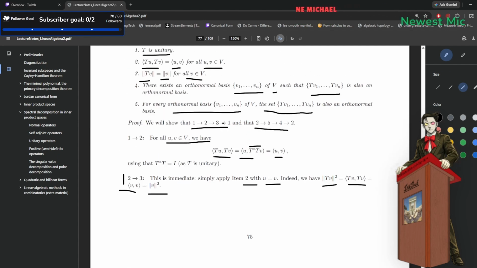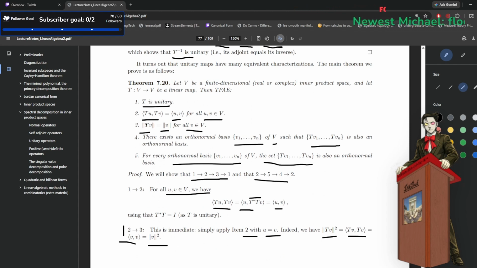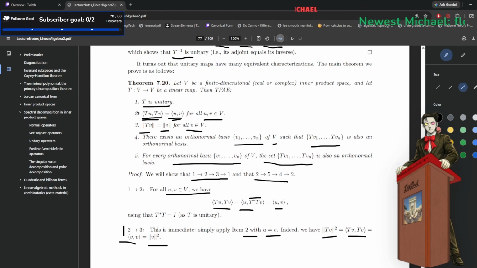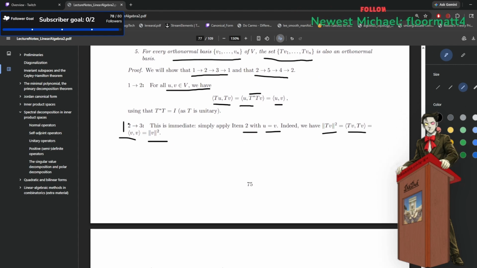Now, for those of you who are trying to remember what 3 is, the norm of Tv is equal to the norm of v. Now, this was the norm of Tv squared, or <Tu, Tv> = <u, v>, and then you just plug in v for both sides and you get the norm of v squared. So, pretty straightforward, right? That's how we get 2 to 3.